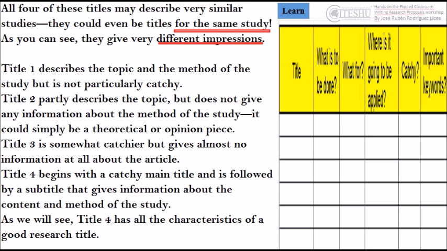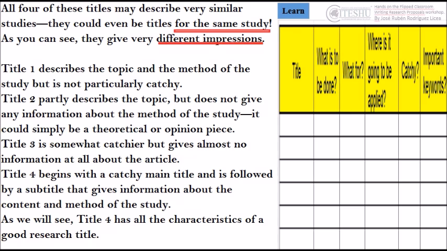Title 2 partly describes the topic, but does not give any information about the method of the study. It could simply be a theoretical or opinion piece. Title 3 is somewhat catchier but gives almost no information at all about the article.